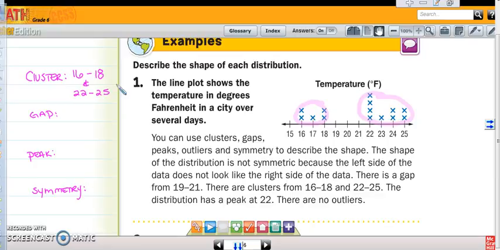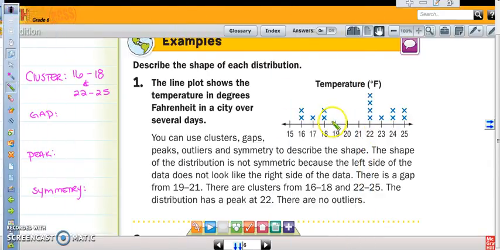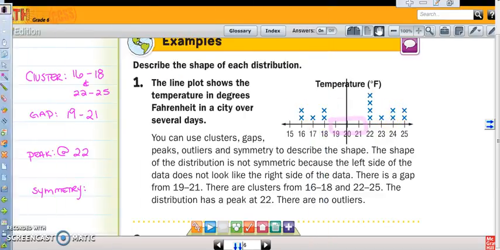Now, is there a gap or a spot where there's no information? Yes, there is. There is no information from here to here. That's the stuff that's in between the data. We don't have to worry about that 15 over there. So between 19 to 21. Peak, remember, is the highest one. So think of a mountain range. There's the highest. There is a peak at 22. Now if I cut this down the middle, which would be right here, is this the same on both sides? No, this side does not look like this side. So not symmetric.